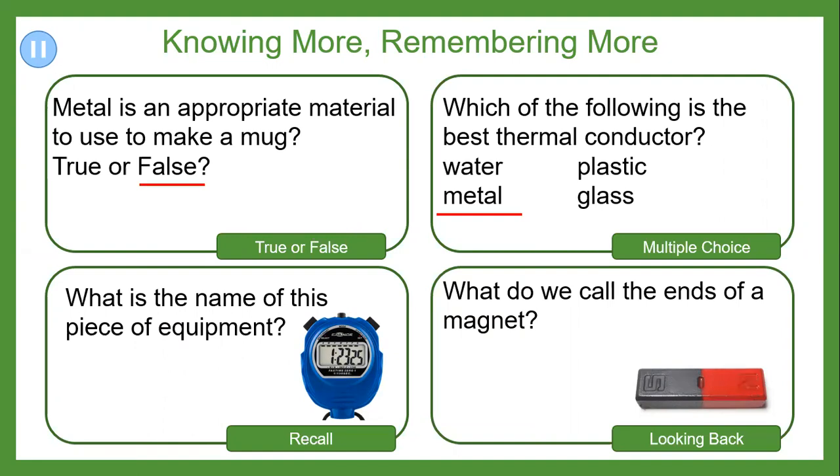Number 3, what is the name of this piece of equipment? And of course, it is a stopwatch. And lastly, number 4, what do we call the ends of a magnet? And they are called poles, North Pole and South Pole.